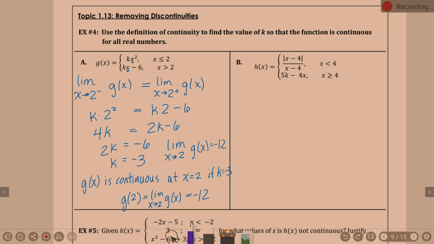Okay, so B. What do we need to figure out? If they equal each other on both sides. Yeah. We need to figure out that limit from the left and the limit from the right. What's the important value here? 4. So let me start with the limit as x approaches 4 from the left of h of x. What are we going to get there when we do the limit from the left?